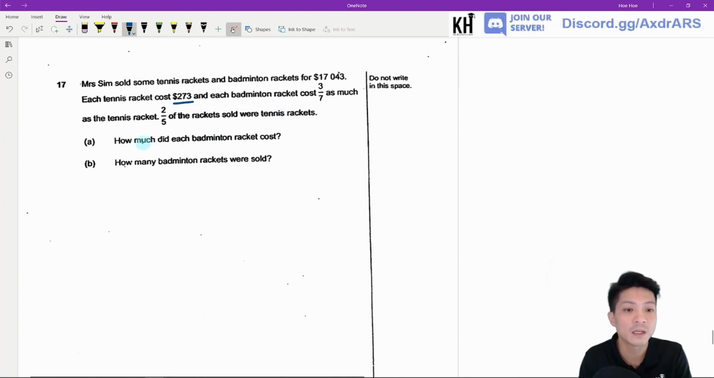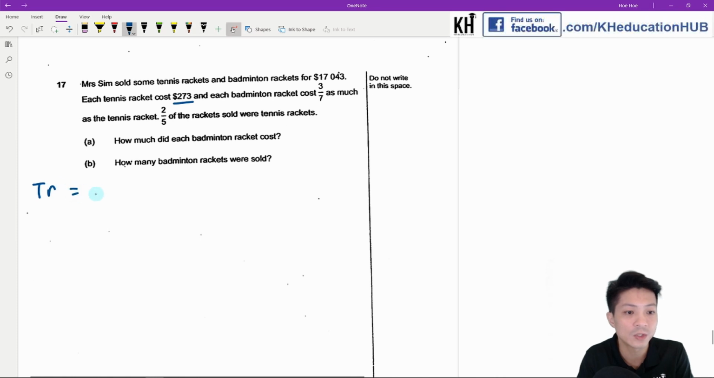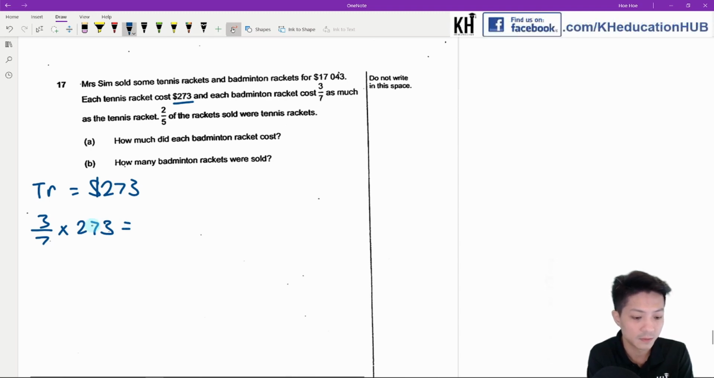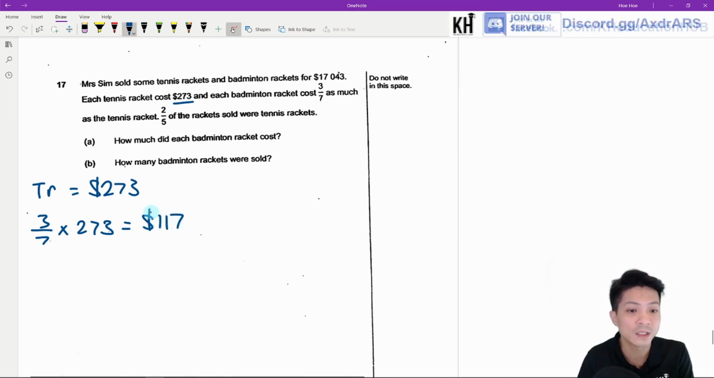For part A, how much did each badminton racket cost? If the tennis racket is $273 and the badminton racket costs 3/7 as much, that means I need to find 3/7 of $273. That would be $117. This is the answer for part A.